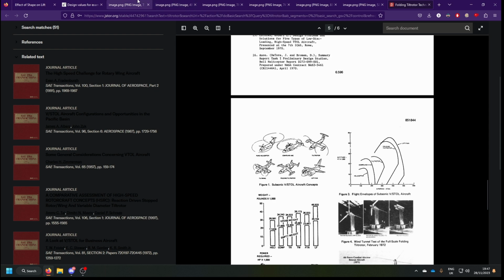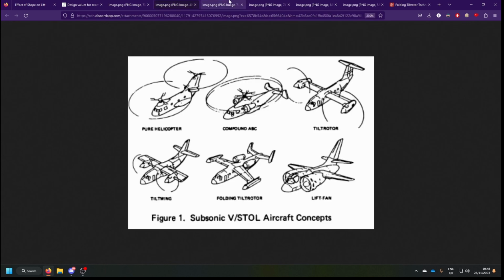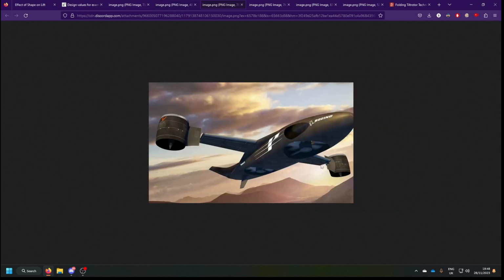So we have some examples of the different designs. This is a tilt rotor and kind of a lift fan in one. You've got the tilt rotors on either end, here and here, and then you've got the lift fan in the middle, where these can tilt on pivots so they can lift it up like this, and they can tilt forwards to make the plane go fast forwards.